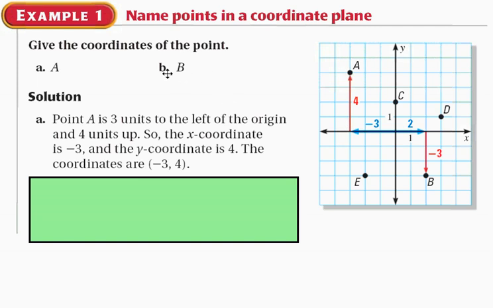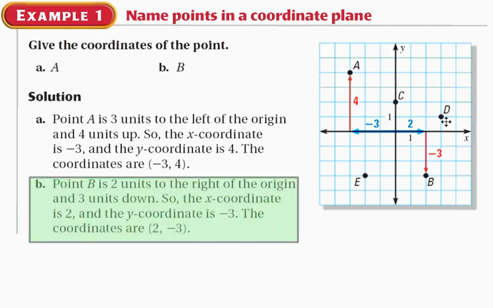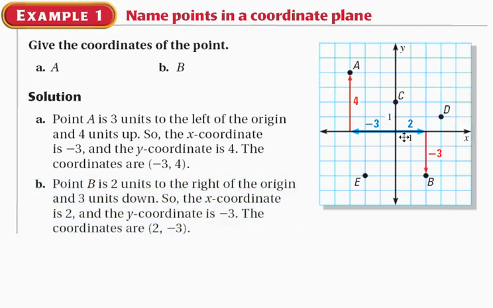Take a look at point B. Point B is located over here in quadrant 4 on the graph. To get there, we would go 2 units right and then 3 units down. 2 units right is a +2, 3 units down is a -3. We state the coordinates as 2, -3.